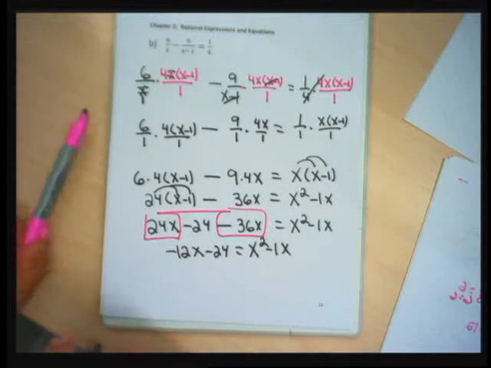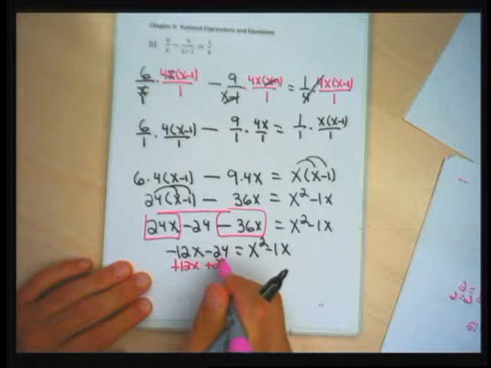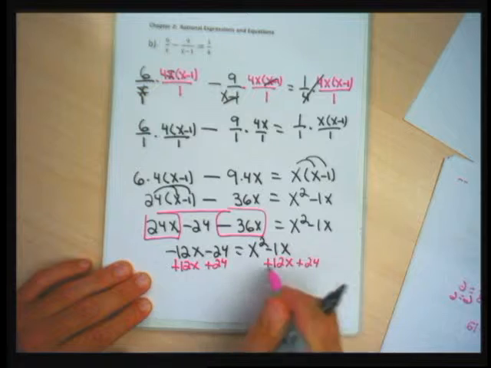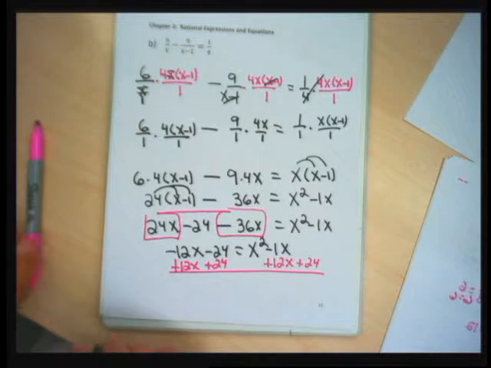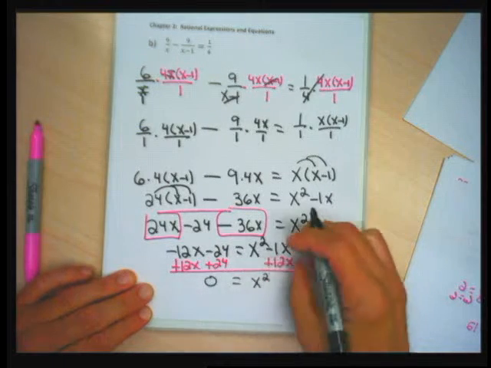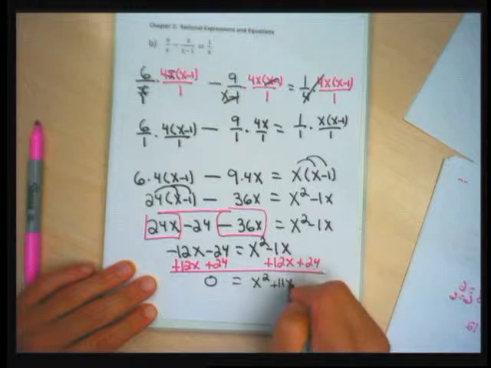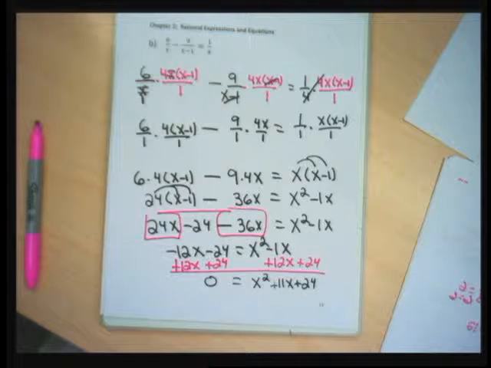Now I'm ready to get my 0. I'm going to add 12x and add 24 to both sides. On the left side, when I add 12x and add 24, I'm going to get the 0 that I'm searching for. On the right side, the negative 1x and positive 12x gives me a positive 11x. And the 24 just stays 24.